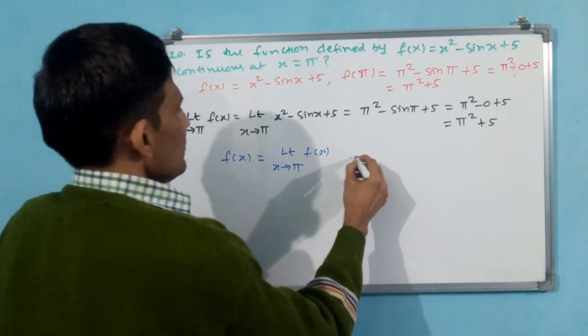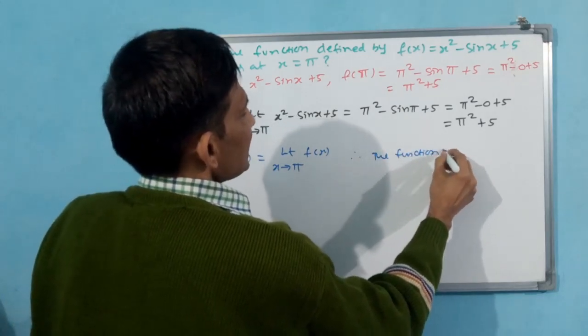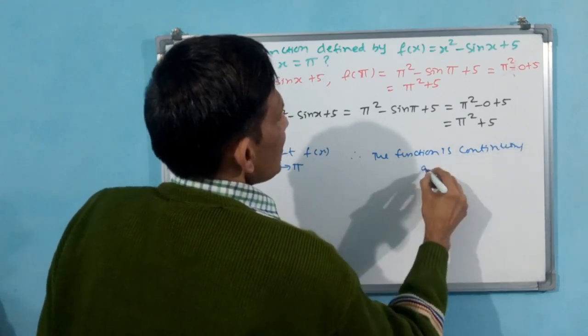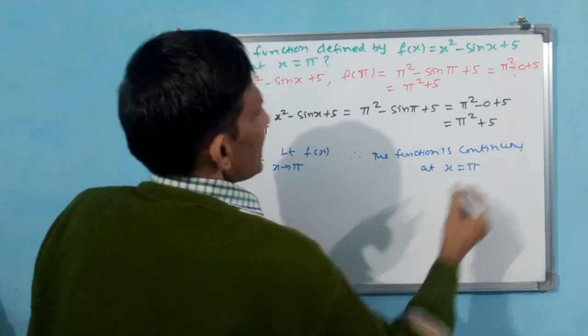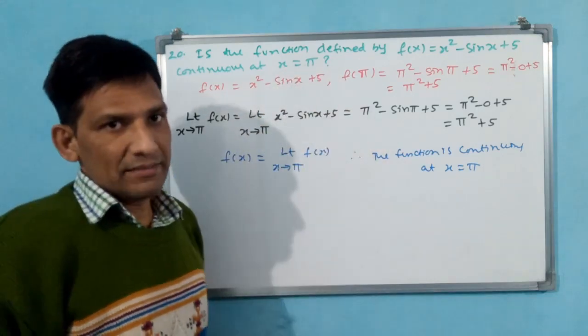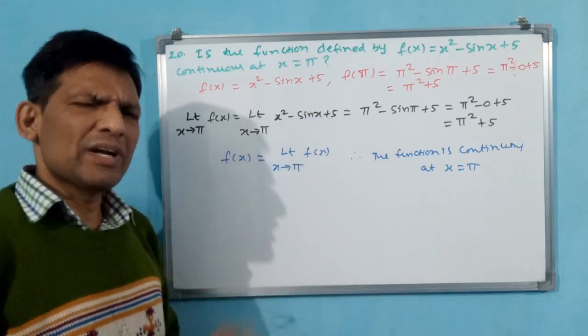Therefore, the function is continuous at x is equal to pi. At x is equal to pi, you have to write like this. Therefore, the function is continuous at x is equal to pi. Like this, you can write and close.